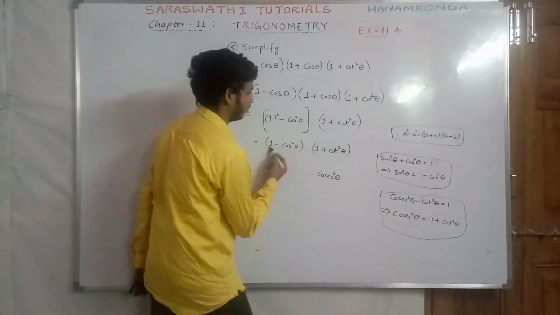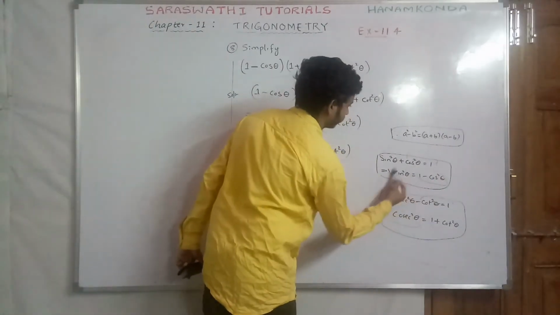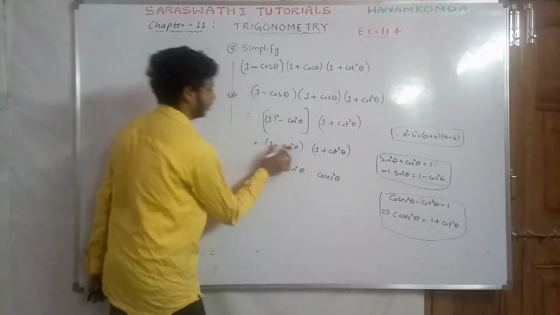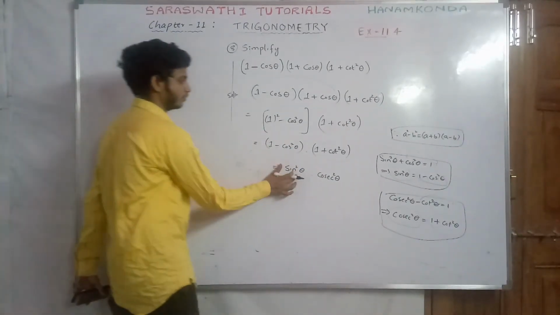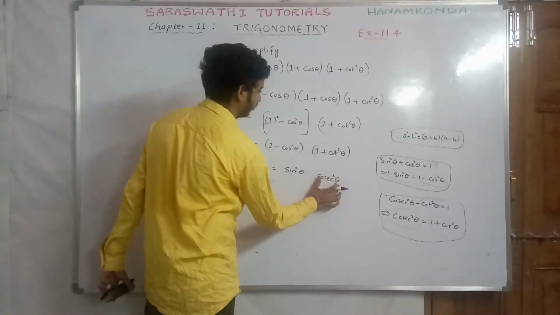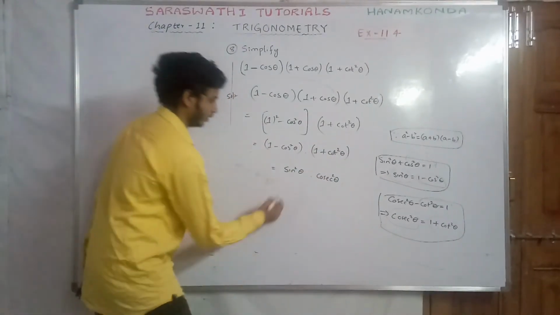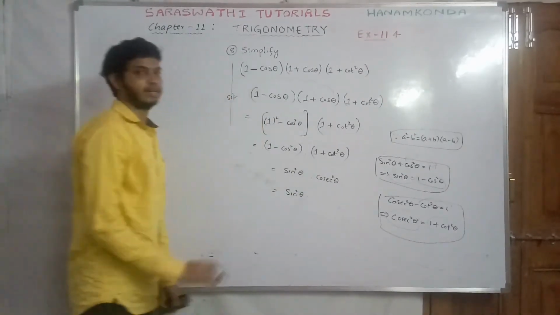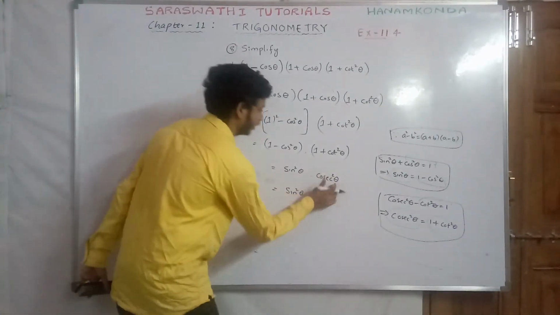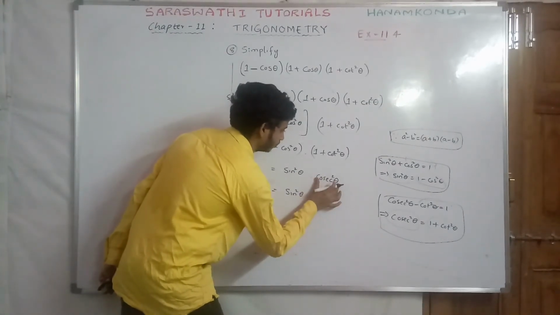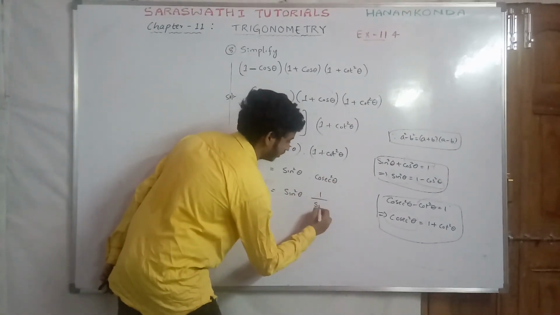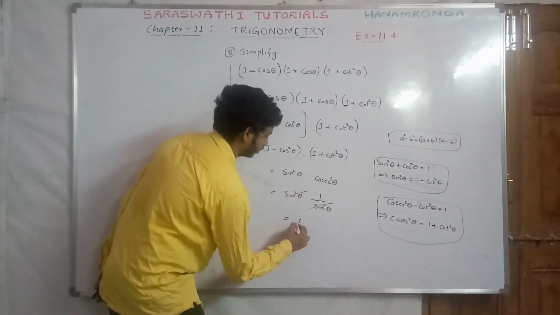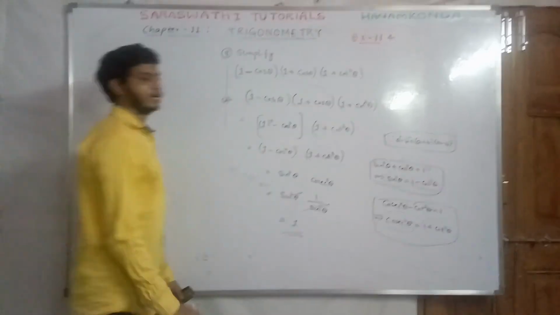And in place of 1 minus cos square theta, we can substitute sin square theta. So we have substituted sin square theta for 1 minus cos square theta, and cosec square theta for 1 plus cot square theta. This equals sin square theta into cosec square theta. We know that cosec theta is the reciprocal of sin theta, so cosec square theta can be written as 1 by sin square theta. Then sin square theta cancels on both sides, and the value equals 1. So this is the required answer.